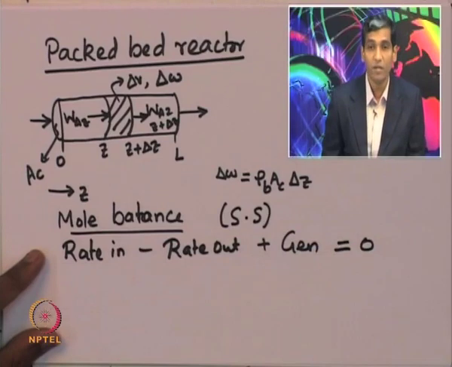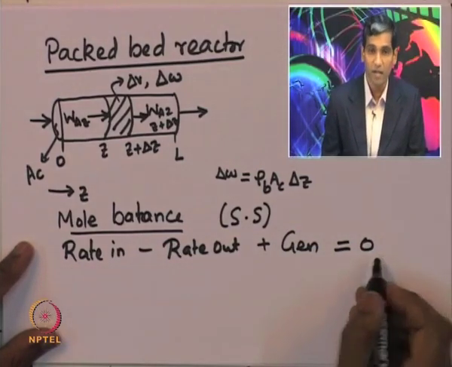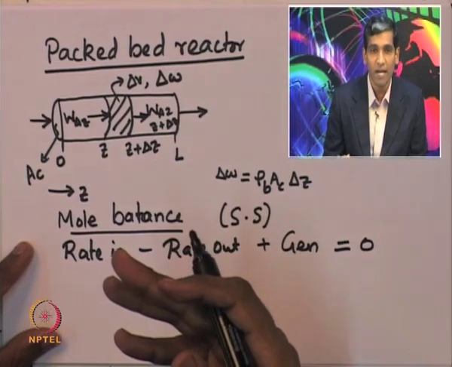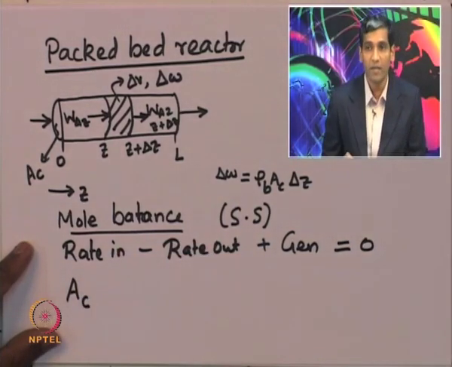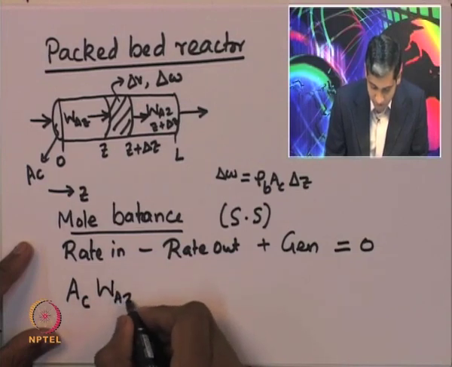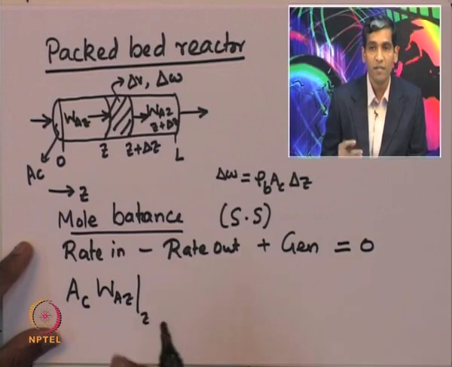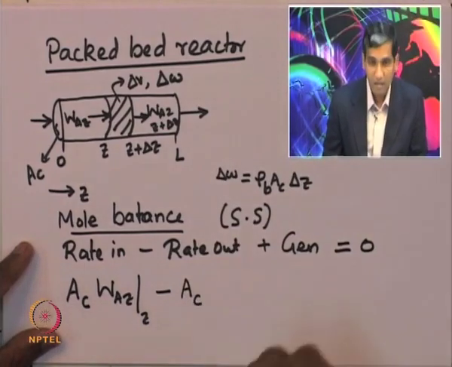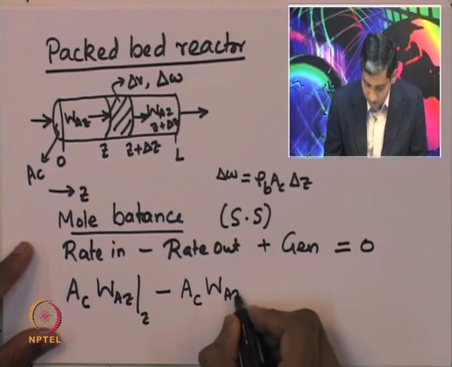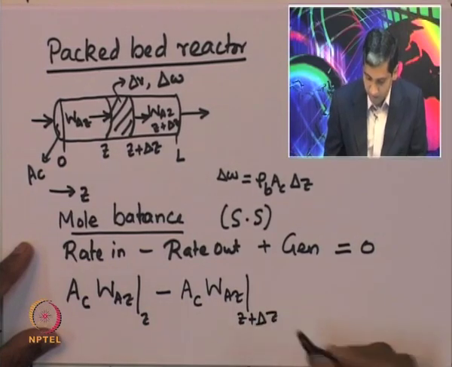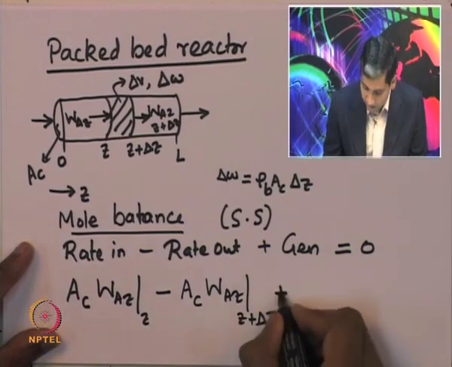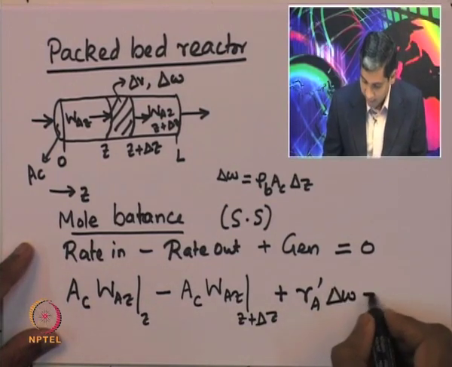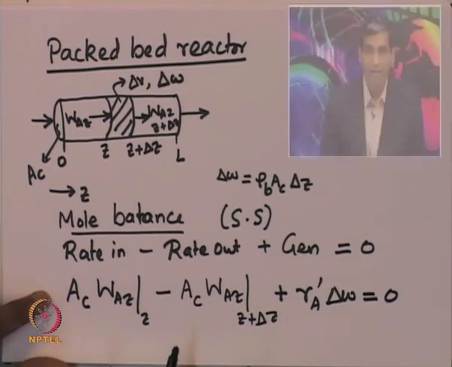So, if we assume steady state conditions, then this is the balance that captures the process happening in this small element. What is the rate at which the species is getting into the element? That is given by the cross sectional area AC multiplied by the flux with which the species enters the element, W_Az evaluated at that location, minus the rate at which the species leaves, given by the cross sectional area multiplied by the flux at which the species leaves that element, that is W_Az at z plus delta z, and the generation is given by the reaction rate per unit weight of the catalyst multiplied by the amount of catalyst packed inside that small element.